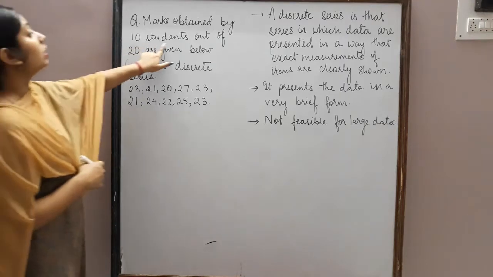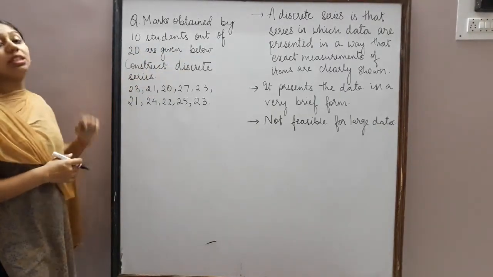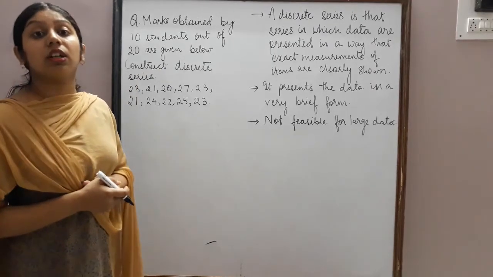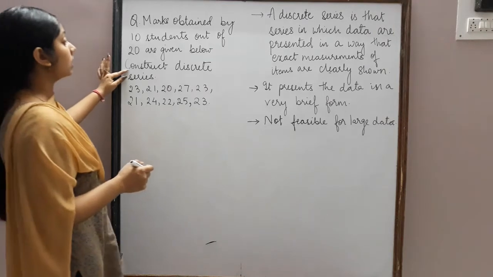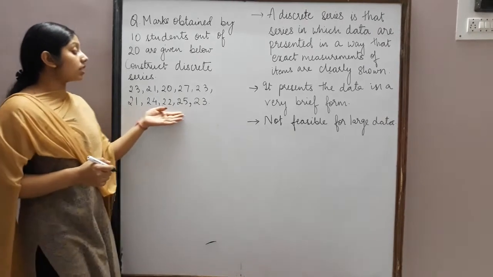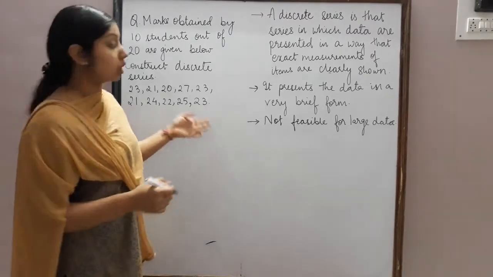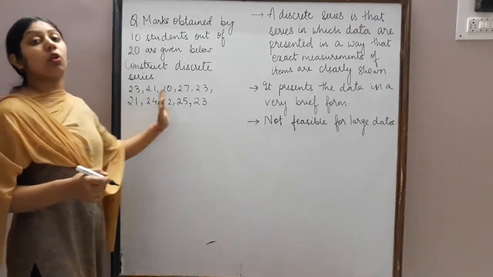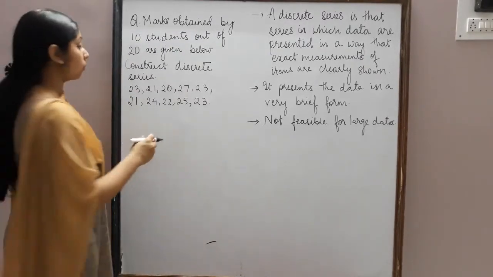Marks obtained by 10 students out of 20 are given below. Construct discrete series. Now first of all, to construct the discrete series, we have to understand that these are the scores which are obtained by the students. So we have to measure this or number this in the form of a series. You have to organize this in the form of data.